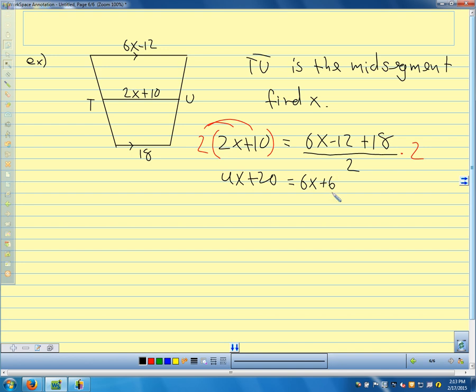And now we're set, right? Get x by itself. So we get 20 equals 2x plus 6. Subtract 6, 14 equals 2x, and divide by 2, and x equals 7. Popular number for x today.